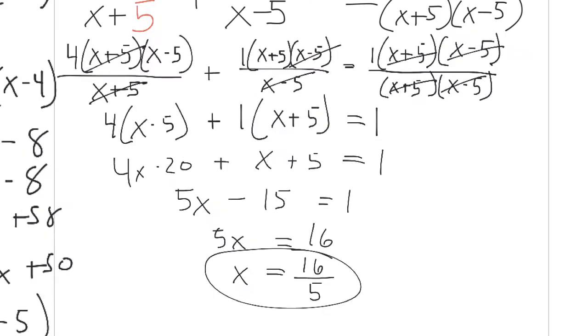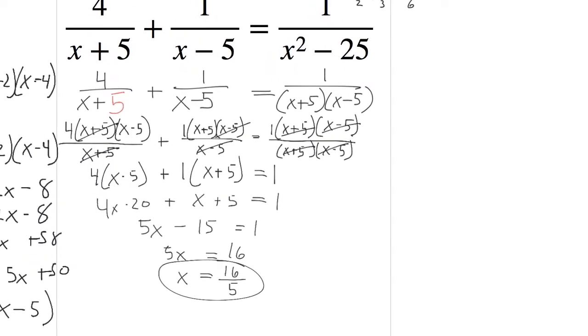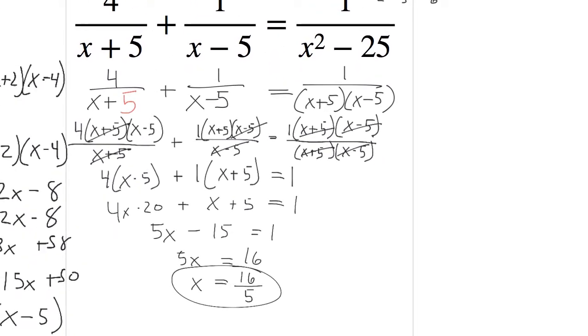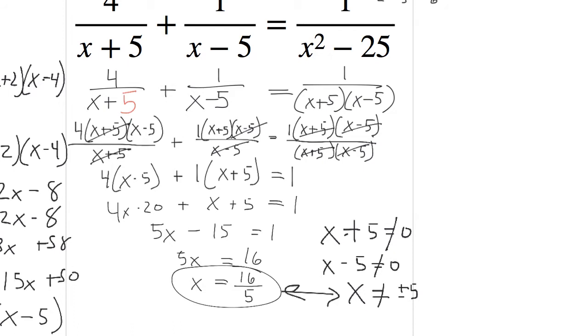Now we have to check to make sure that when we substitute this in, we get the right answer. Because we have to make sure that x plus 5 is not going to equal 0 from the first denominator, and x minus 5 is not going to equal 0 from the second denominator. So x really can't be equal to plus or minus 5. And that's okay, we have made sure that it's not equal to plus or minus 5. x is definitely equal to 16 over 5.